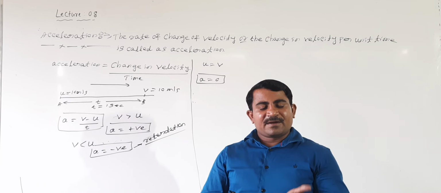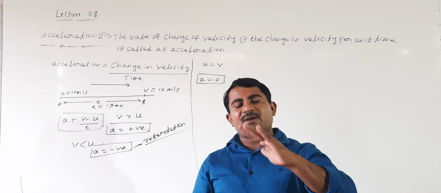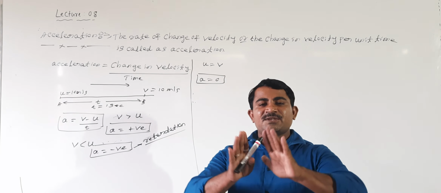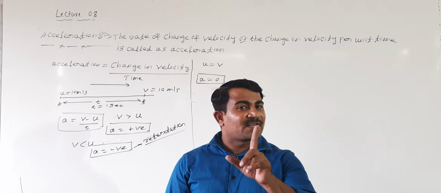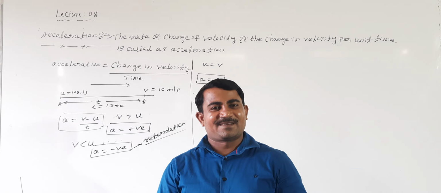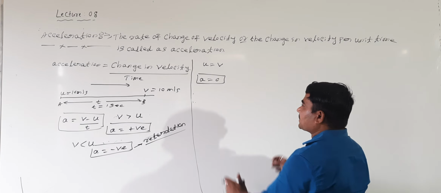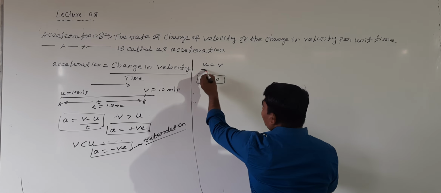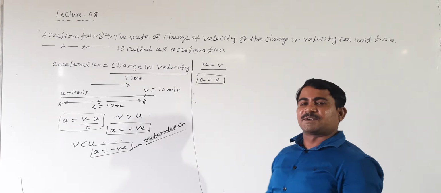Acceleration means definitely the velocity of the body keeps changing. If there is no change in velocity, then acceleration must be 0. Right or wrong? The acceleration of the body is 0 when the initial velocity equals the final velocity.